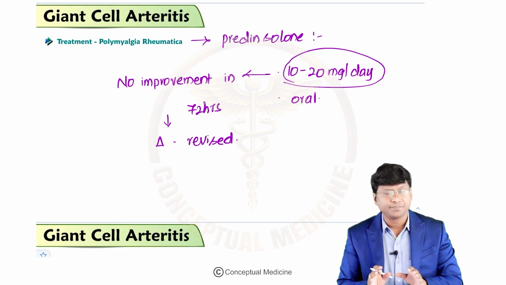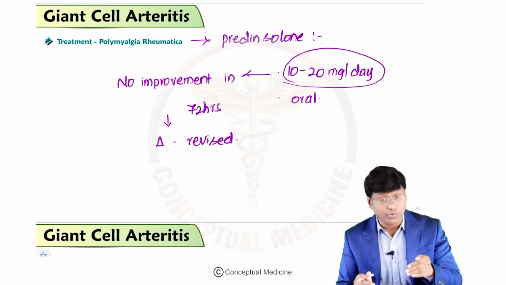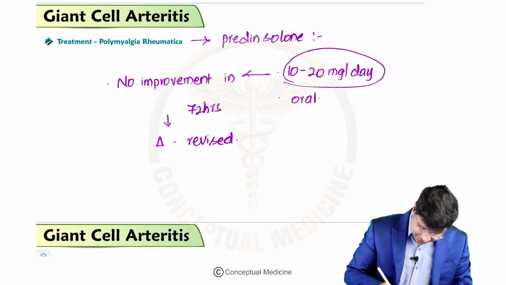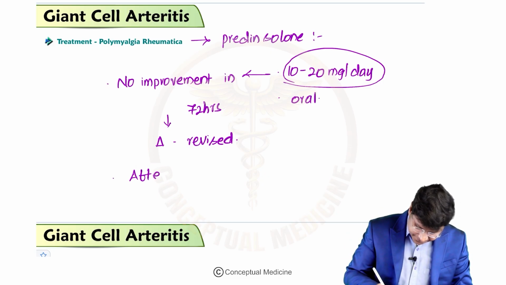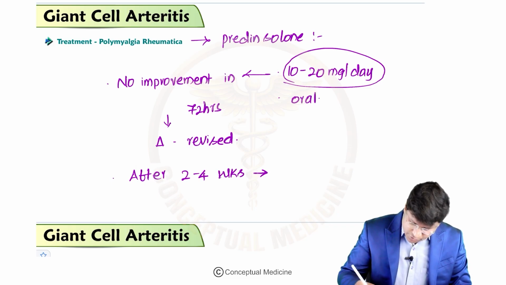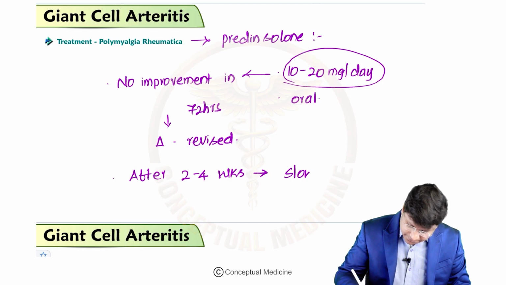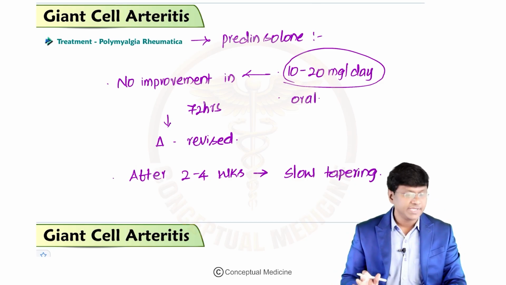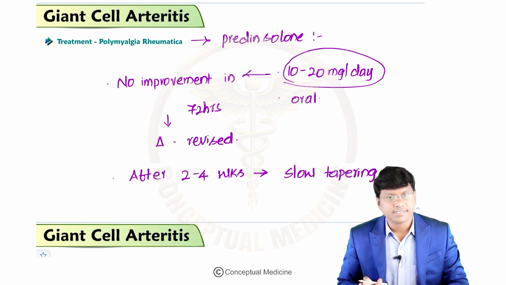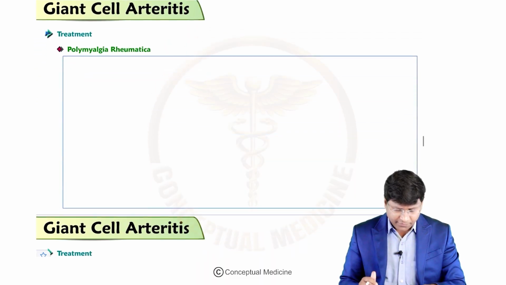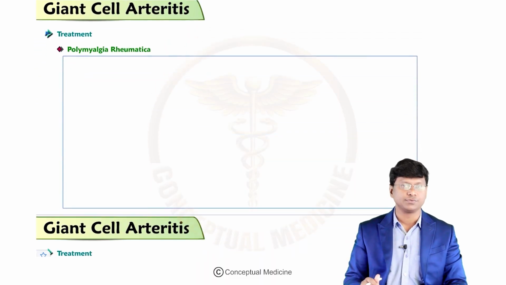And usually after 2 to 4 weeks of treatment, slow tapering of prednisolone can be attempted. So this is about the treatment of polymyalgia rheumatica. And for how many days will you give this prednisolone?